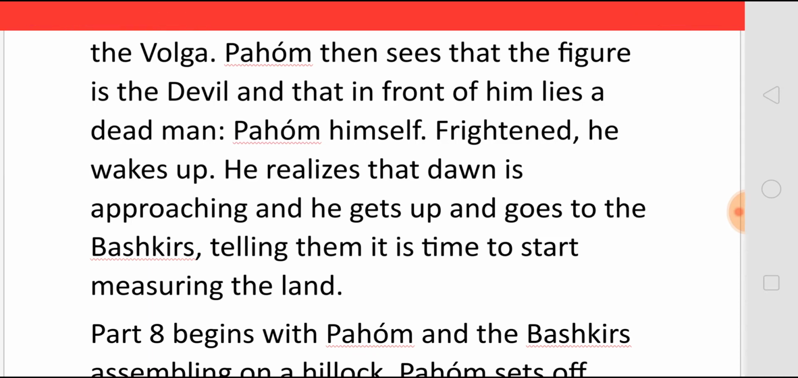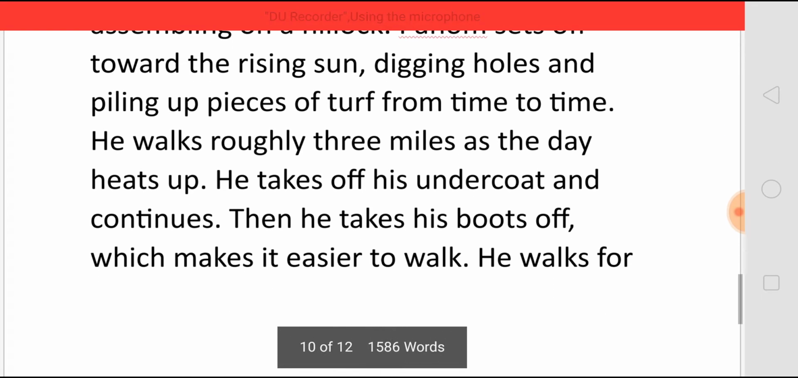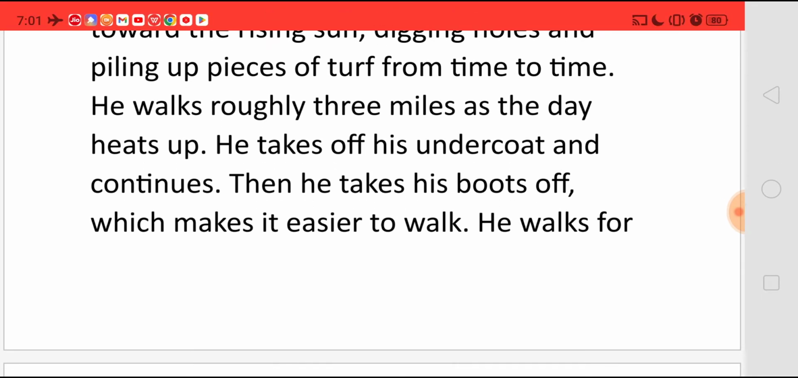Now part 8 begins with Pahom and the Bashkirs assembling on a hillock. Pahom sets off towards the rising sun, digging holes and piling up pieces of turf from time to time. He walks roughly 3 miles as the day heats up. And because of the heat, he takes off his undercoat and continues. And then he takes his boots off, which makes it easier to walk, and he can walk fast.